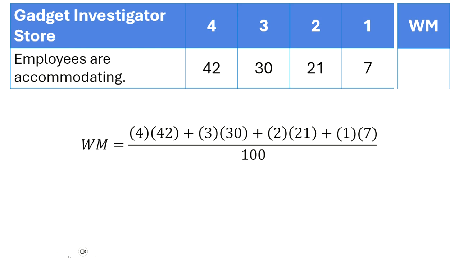If we identify its sum, that is 307. So you multiply, then you add all of the products. 307 divided by 100 is 3.07, and the verbal interpretation of that is agree. It means that most of the respondents agreed that employees are accommodating in Gadget Investigator store.